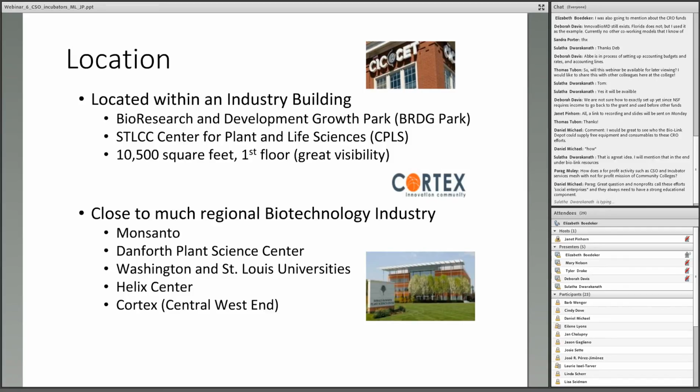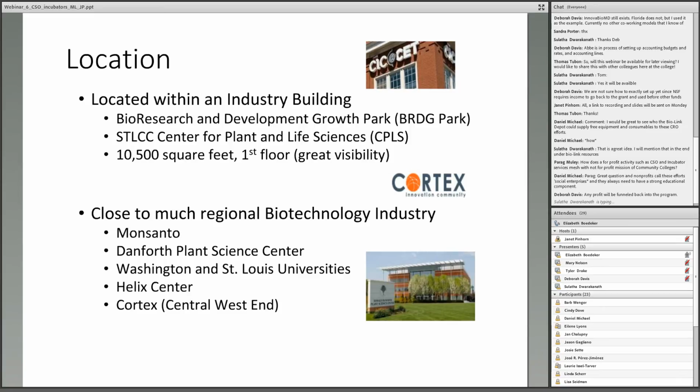Additionally, not just in Bridge Park, but we are close to so much regional biotech in the area. We're across the street from Monsanto. Our neighbor is the Danforth Plant Science Center. We're within 15, 20 minutes from Washington and St. Louis universities, which are well known for their research. And then we're a mile from the Helix Center. We're 20 minutes from the Cortex, and those are both resources for companies in the area that are starting up or have evolved past that startup level.